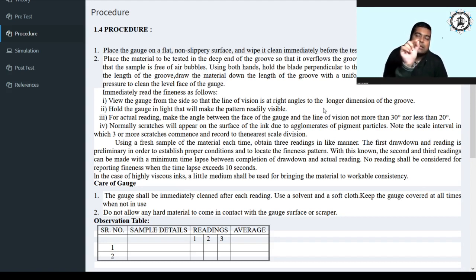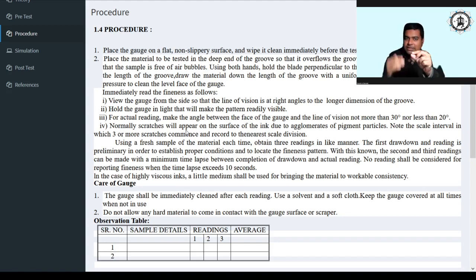What happens if the size of the pigment particles is very large? Then as you are scraping the ink from the deeper end to the shallow end, those larger size pigment particles will drag along with the blade, creating these patterns, these lines. For actual reading, make the angle between the face of the gauge and the line of vision not more than 30, not less than 20. Normally scratches mean the pigment particles that are being scraped by the blade will cause the scratch.